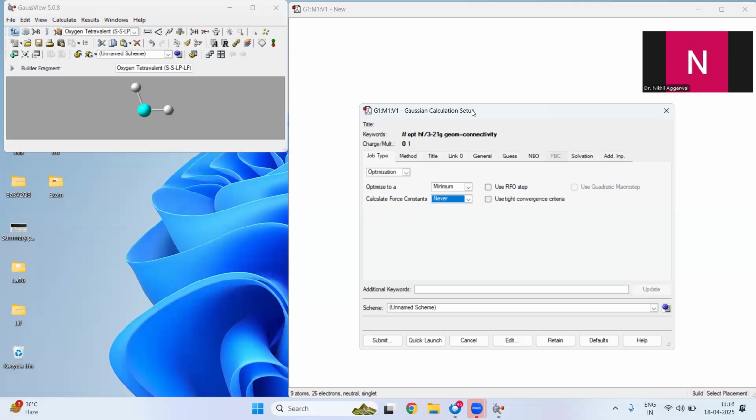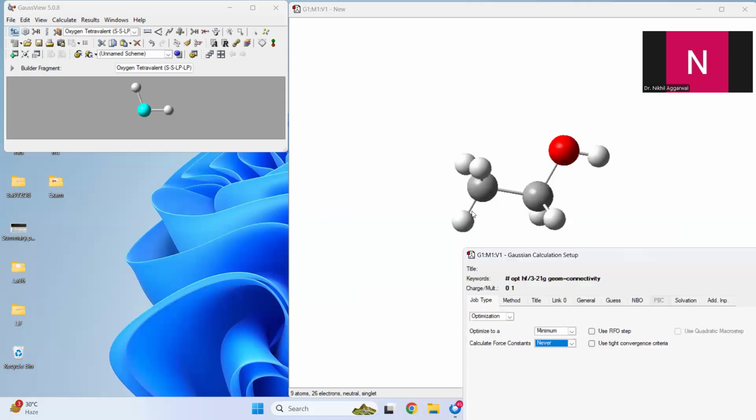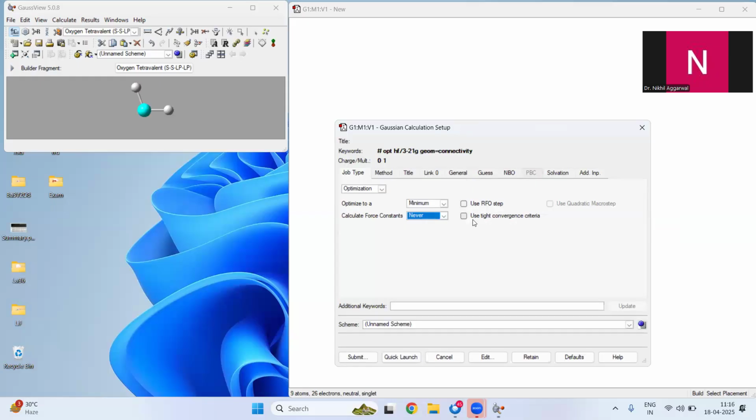Like in the present case, we have the total number of atoms as 4, 5, 6, 7, 8, 9. So even the ethanol molecule is big enough for this method. So don't select this tight convergence criteria, leave it as it is.